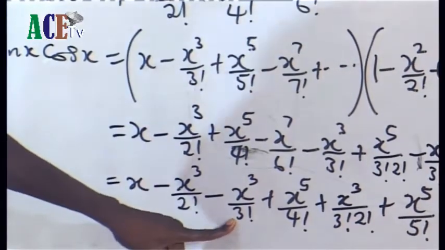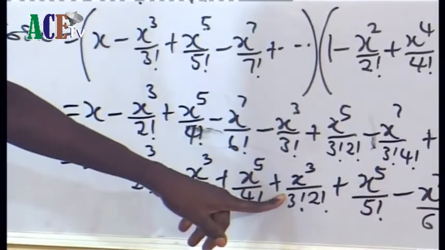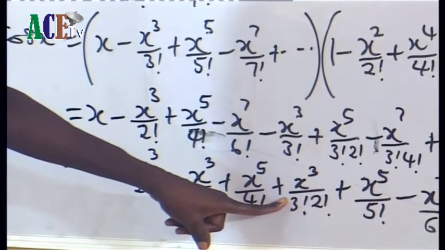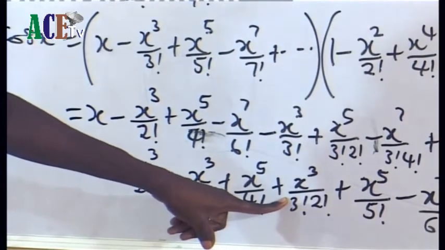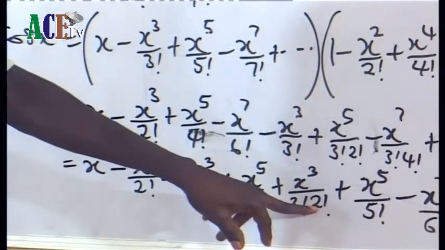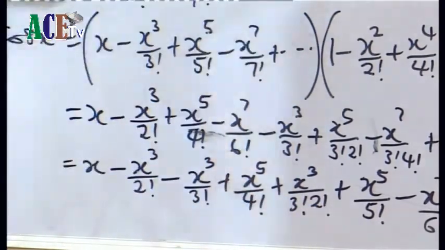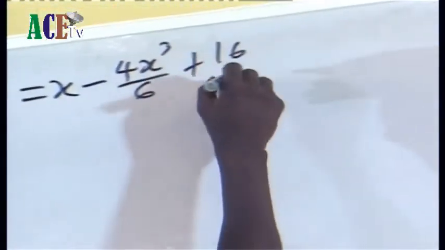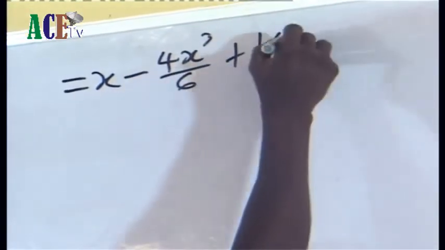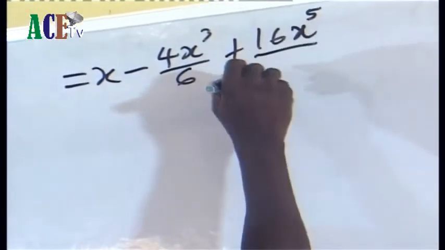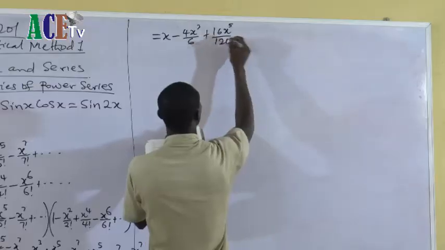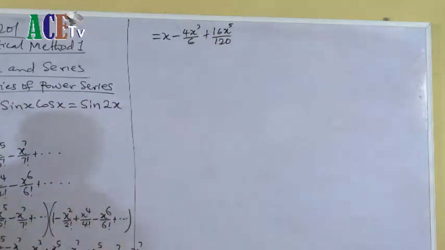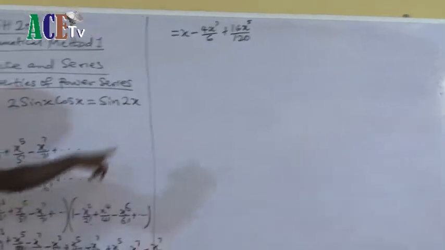Then another 3 factorial that has 3 and 2. Can you see? This plus 1. Another 3 factorial that has 3 and 2. Okay, those are the 2 that I will use there. So by the time I add all this one, I will get this. Then plus 16x raised to the power 5. All the ones that have raised to the power 5 in my expansion.